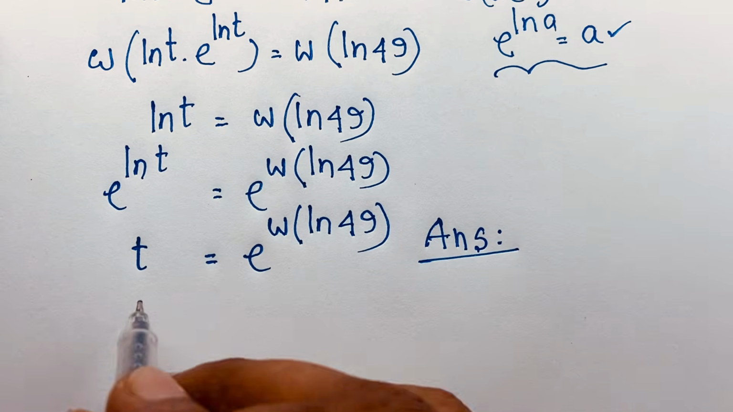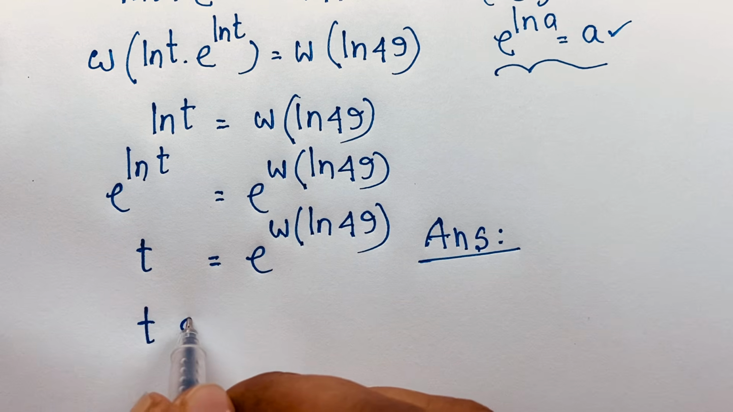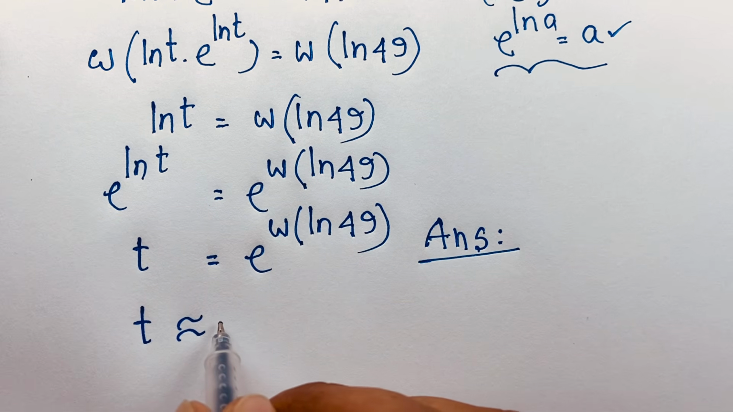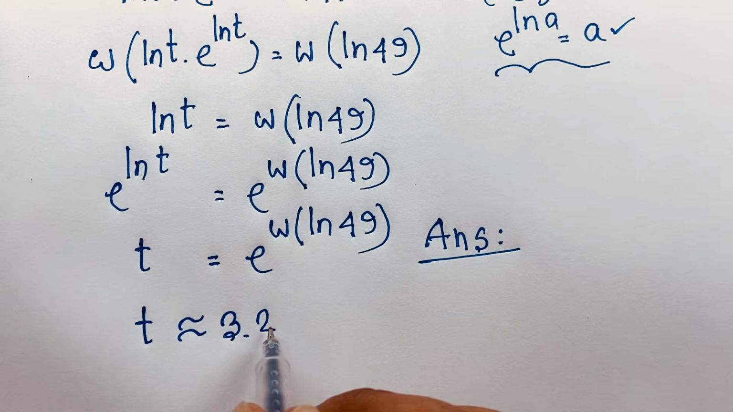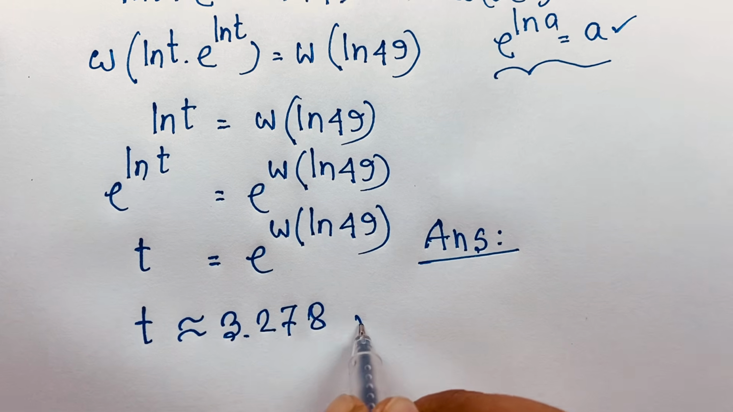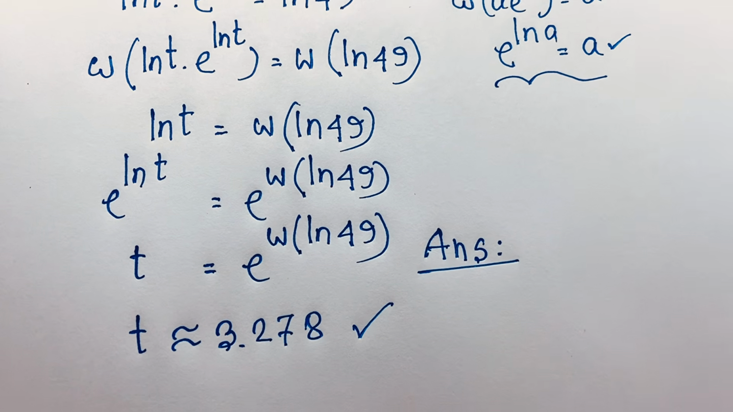But at this moment, if I use a calculator, we find that t is 3.278. This is the value of t in this maths Olympiad question.